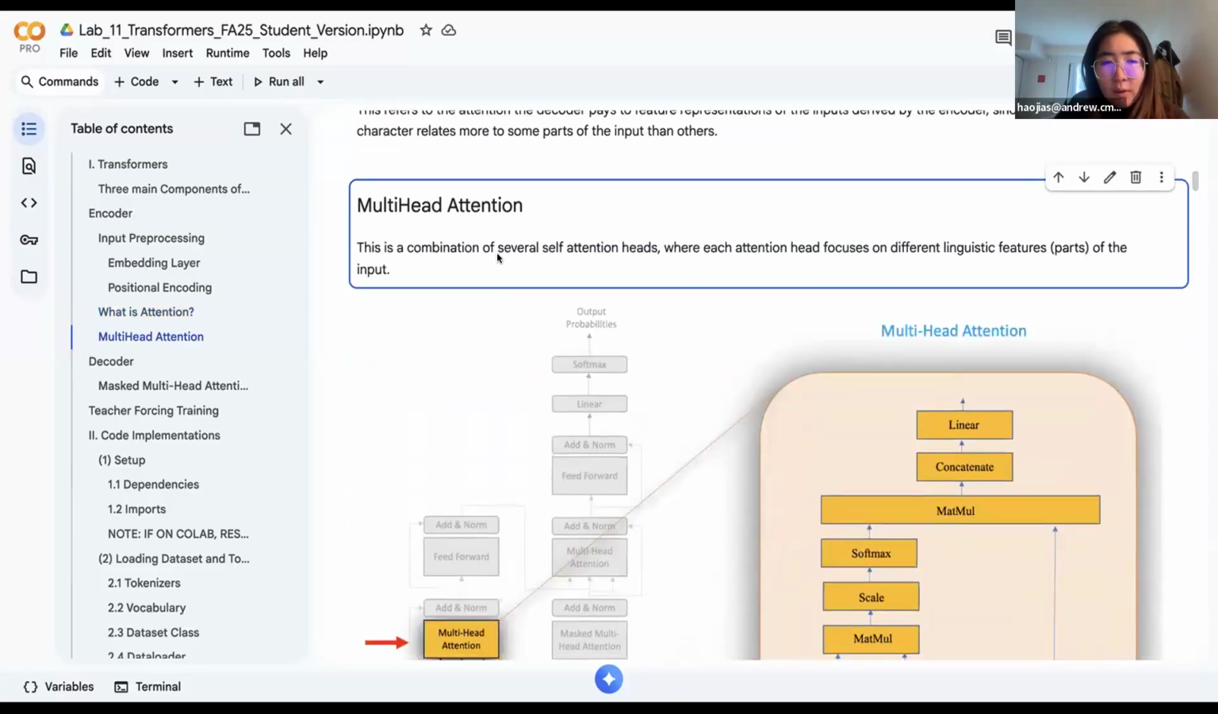So another thing that is commonly used in the transformer architecture is called multi-head attention. So what is this and why are we using it? Multi-head attention is actually a combination of several self-attention heads, where each attention head focuses on different linguistic features of the input. So what does it mean?